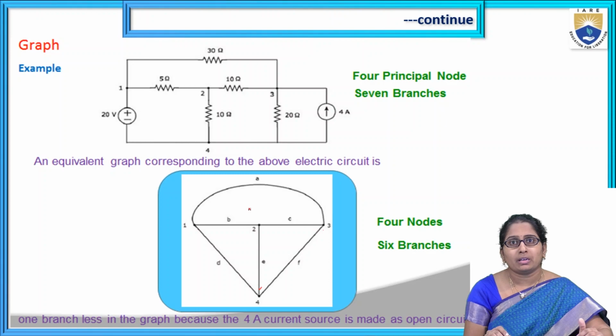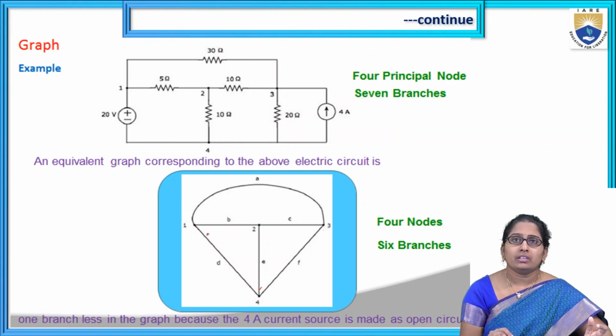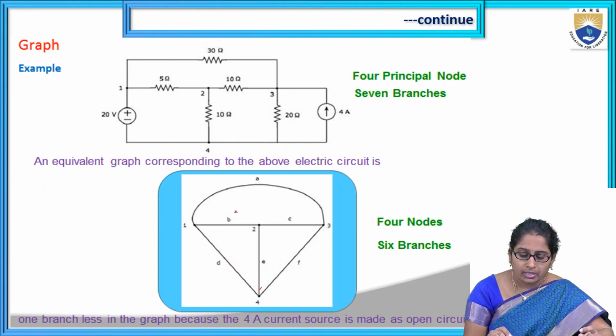That means they represent the nodes with small alphabetical letters and branches with numbers. That is also okay. Different textbooks take different representations. So here I have taken numbers to represent the nodes, and alphabetical letters to represent the branches. Okay, so here you understood.